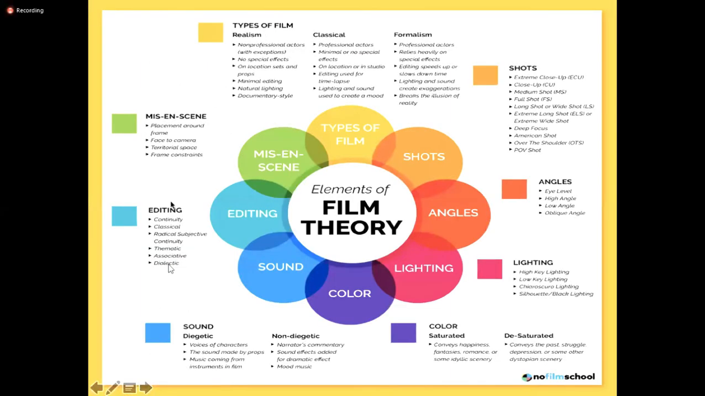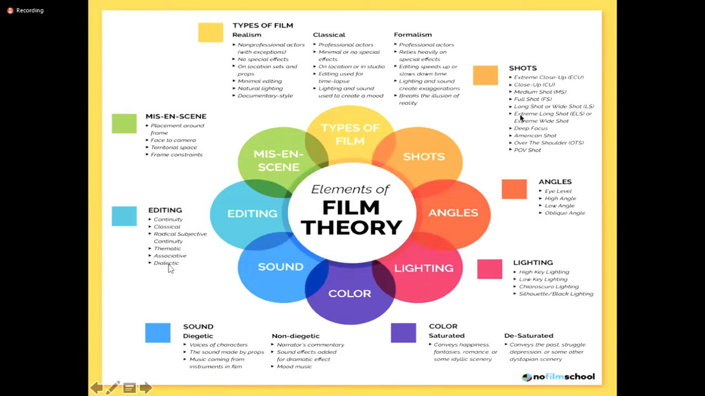And then the theories of movies that we could learn, we will learn some of it, not all, of course, it's too complicated. If you want to create a movie, maybe you have to learn all, but for the purpose of making your analysis clearer, we need to understand some elements, like types or genres. There are some types like realism or realistic genre, classical genre, and formalistic genre. We will study at least these three, and then you will need to understand the shots of films.